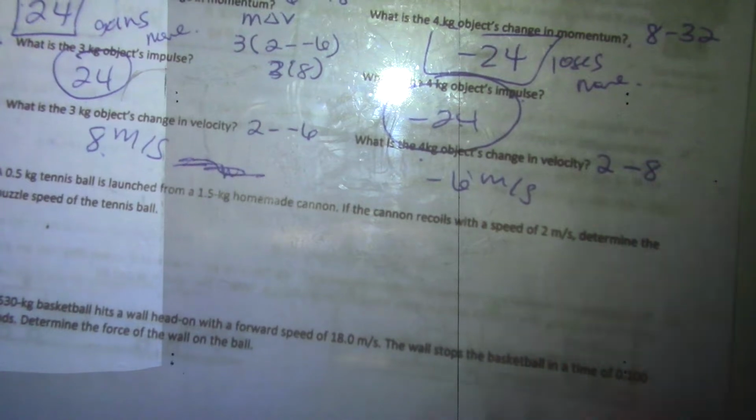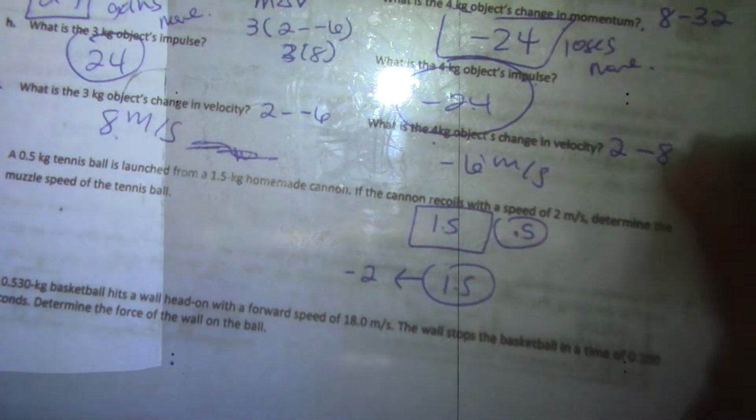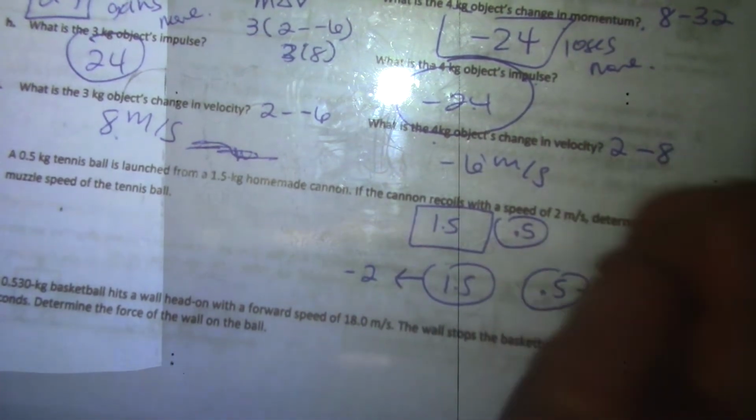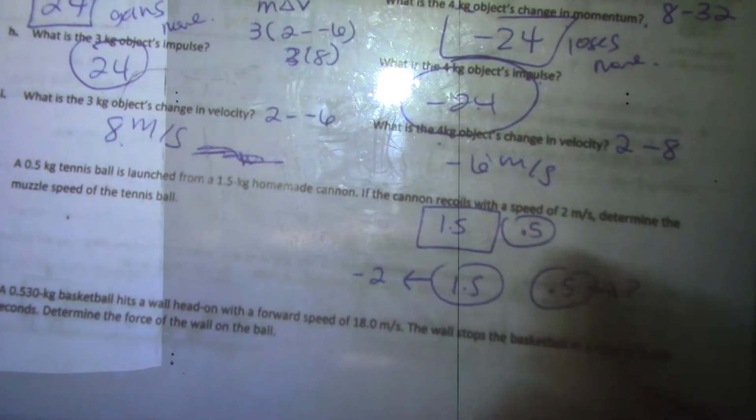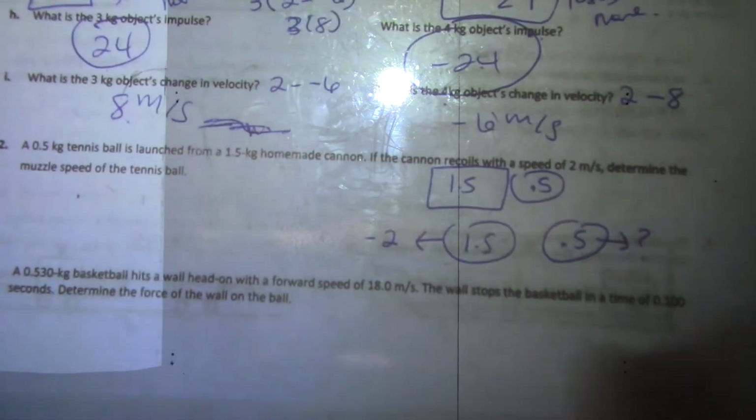Alright, a 0.5 kilogram tennis ball is launched from a 1.5 kilogram homemade cannon. And the cannon recoils with the speed of 2, so I'm going to say that it goes backwards with the speed of 2, which is a negative 2, and I want to know what is the speed of the tennis ball. So it didn't explicitly tell me that they're at rest, but before the cannon goes backwards, that's before the ball is shot, so they're just at rest. It only recoils once the ball is shot, so that's the after picture.